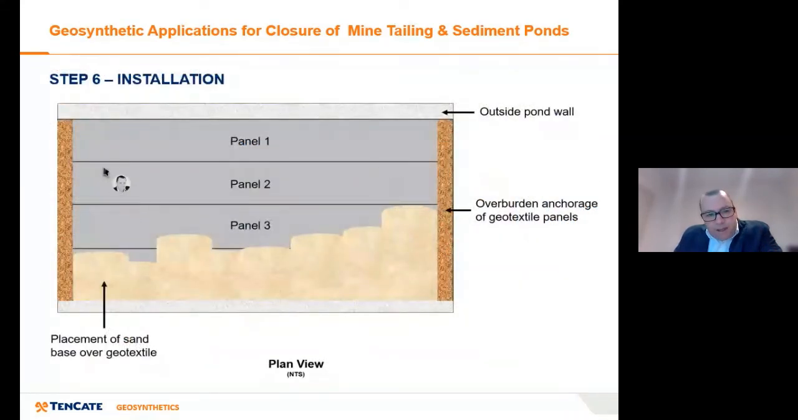Having got it in and having anchored the ends, remember that we had a 300mm sand layer, so we then start to place the sand layer over the geotextile, working perpendicular to the principal strength direction, which is from left to right.